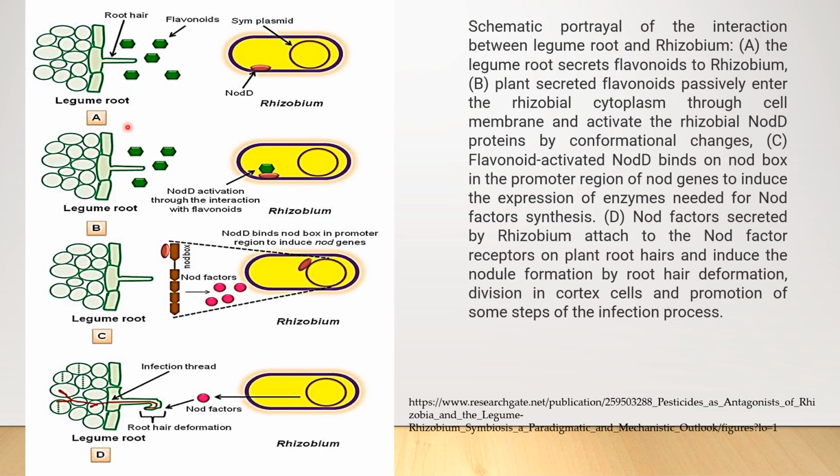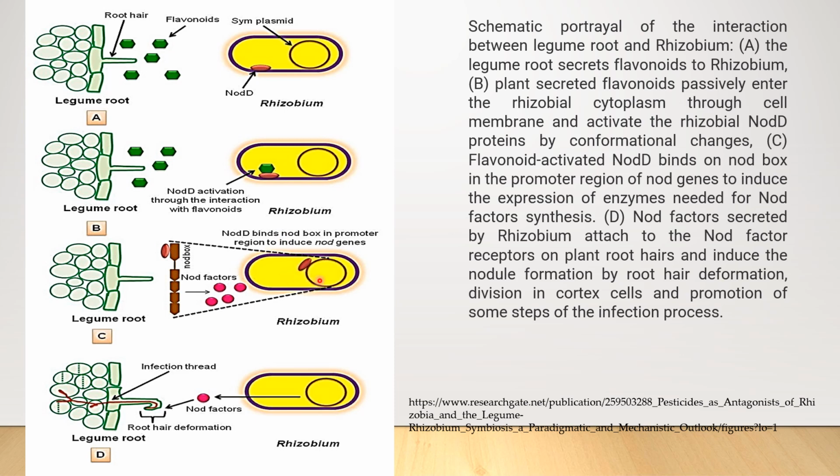Now let us see the exact schematic portrayal of this interaction between legume roots and rhizobium. Please see this. The rhizobia have the symplasmids which code for nod D. This nod D protein is present on the bacterial surface. And the root hairs of these legume plants give out some flavonoids, and as these reach the rhizobium bacteria, nod activation takes place because of the interaction between the flavonoid and the nod D.